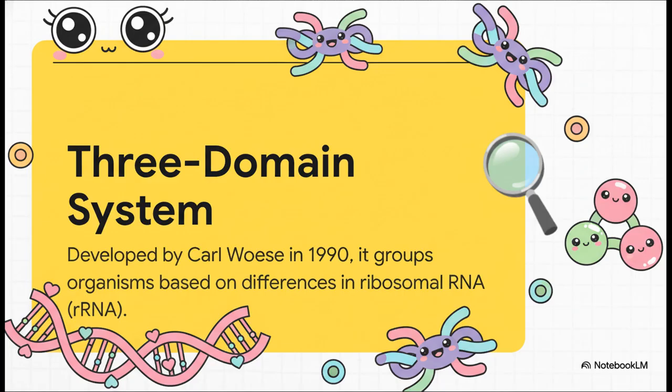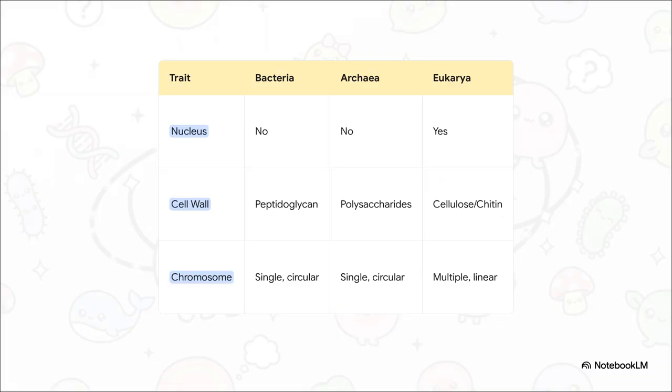So the key here is, this whole system is built on genetics. And you can see the main differences right here. You've got bacteria and archaea. Now, on the surface, they look kind of similar. No nucleus, single circular chromosome. But on the inside, chemically and genetically, they are worlds apart.